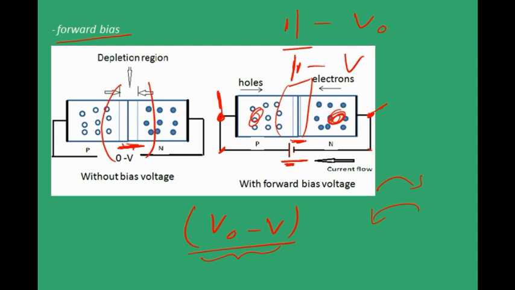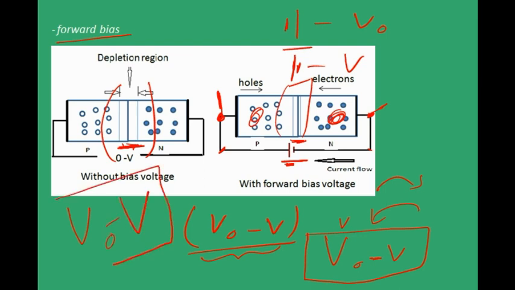Now, if the external voltage applied is small in magnitude, then what happens? Only a little part of the barrier is reduced. So only some electrons which have higher energy can reach the other side. Similarly, holes also. But if the applied external voltage is very large, then what happens?